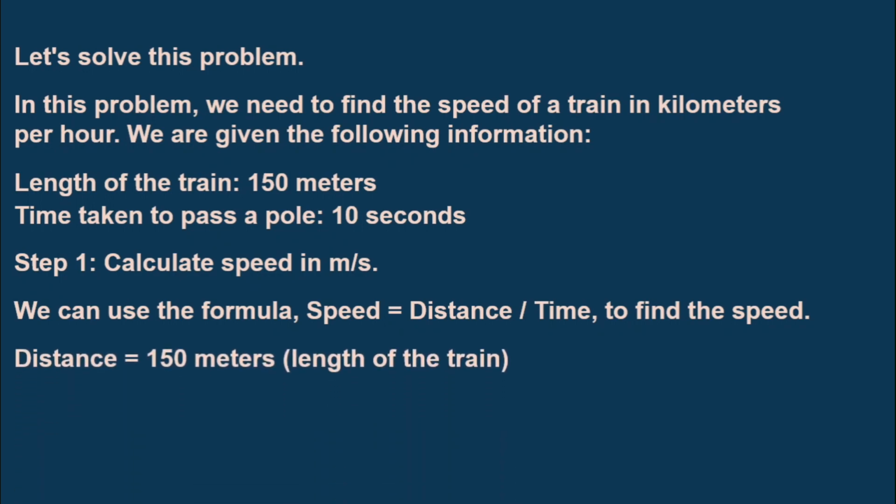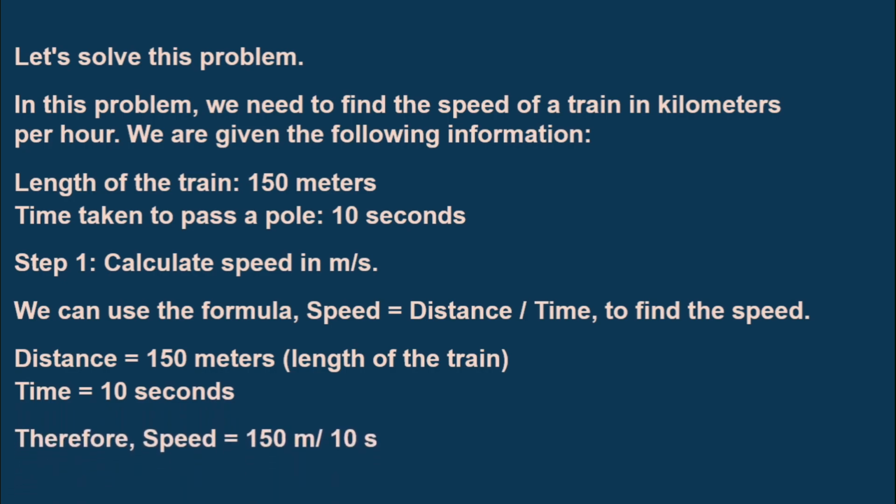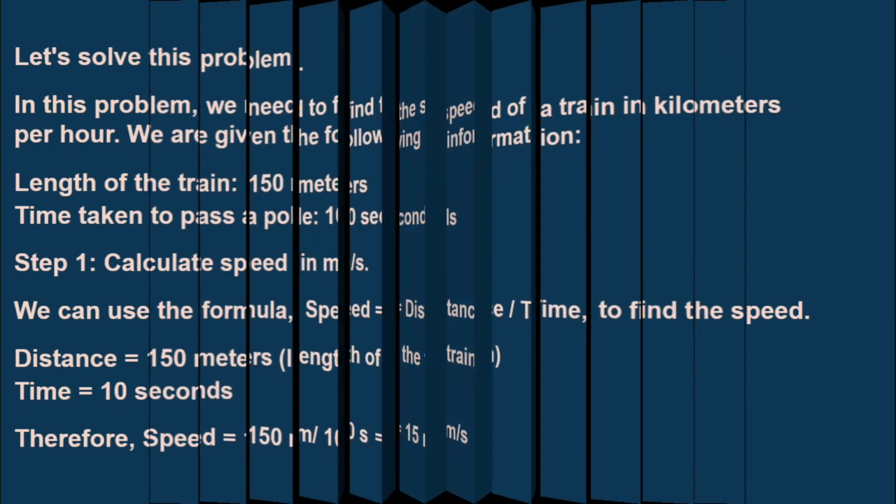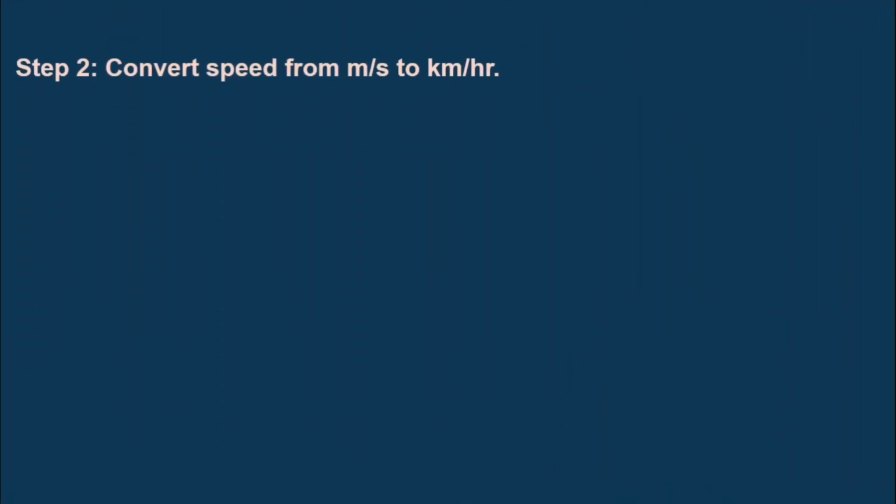Distance is equal to 150 meters. Time is equal to 10 seconds. We can calculate the speed by dividing the distance 150 meters by the time 10 seconds, which gives us 15 meters per second. Now, our second step is to convert speed from meters per second to kilometers per hour.